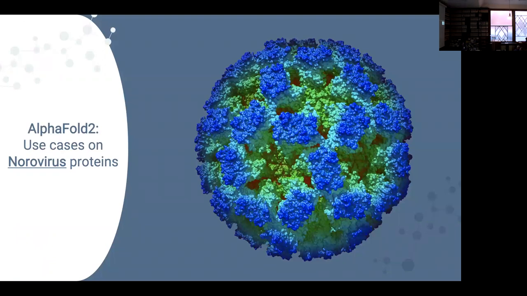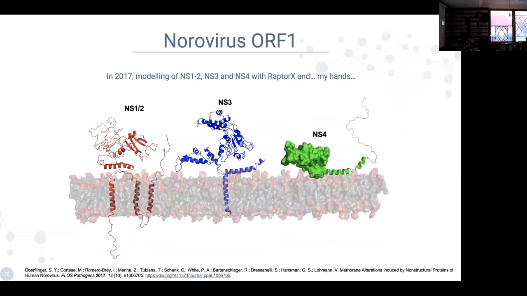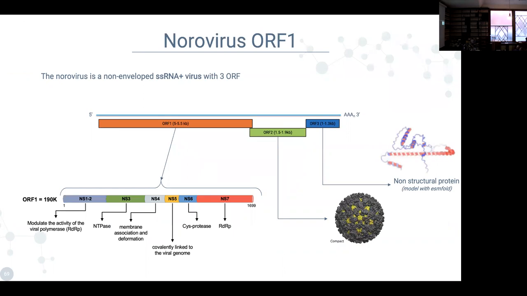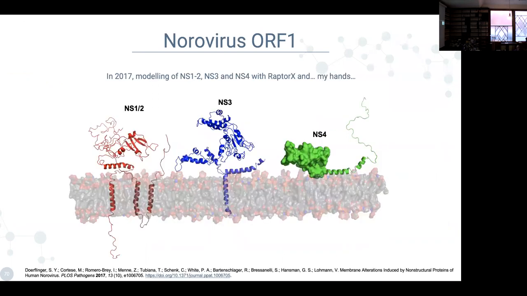And very quickly, another one. Noroviruses, same non-structural proteins. This is a model that I made in 2017. The PI came and asked, Thibault, I need a model of non-structural proteins. And I said, wait, non-structural protein, you mean protein without structures and without homologs? And he said, yes. So I used the RaptorX server to find maybe some close or far relative structure for each of them. It was not great.